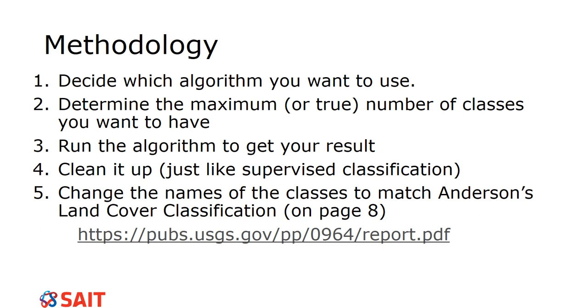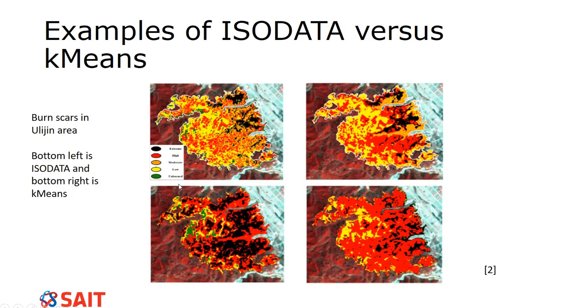And then it finishes, and you go and change the names of the classes to match the Anderson land cover classification. So at the end, you're guessing, trying to figure out what the computer told you is what. So that's again, before you say it is this, now you are trying to figure out what the computer did. This is the PDF copy of the Anderson land cover classification to go to. On page 8, that's where it is.